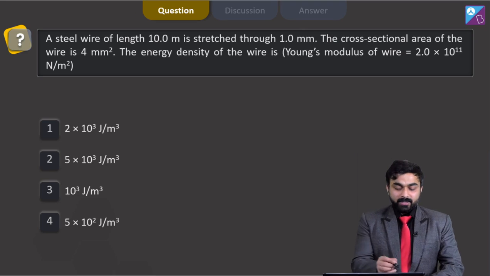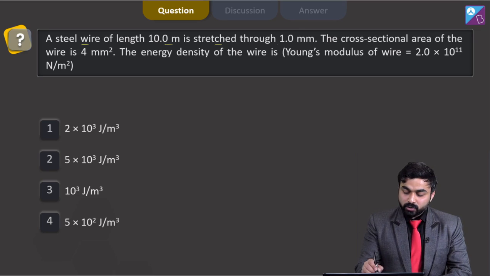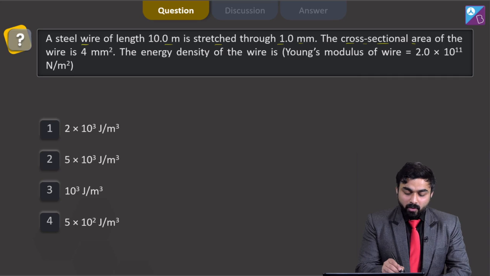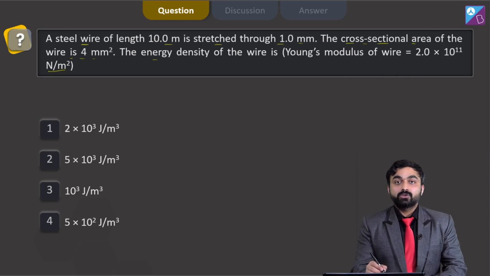In this question, a steel wire of length 10 meter is stretched through 1 millimeter. The cross-sectional area of wire is 4 millimeter square. The energy density of wire is, if Young's modulus of wire is given to us, 2 into 10 to the power 11 Newton per meter square.